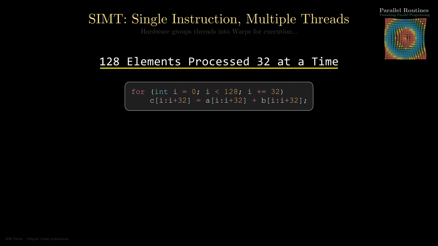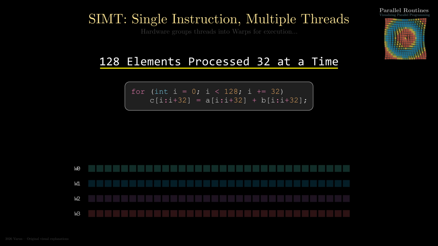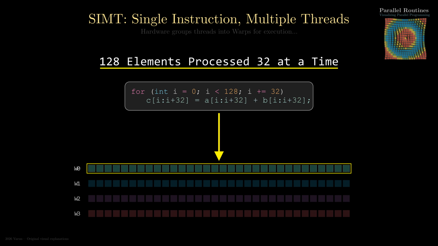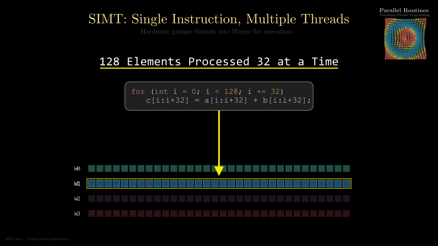Imagine we have 128 elements to process. We can divide them into groups of 32 elements each. If our hardware can process 32 elements at once, we complete the entire computation in just 4 execution steps. Watch each batch execute in sequence.